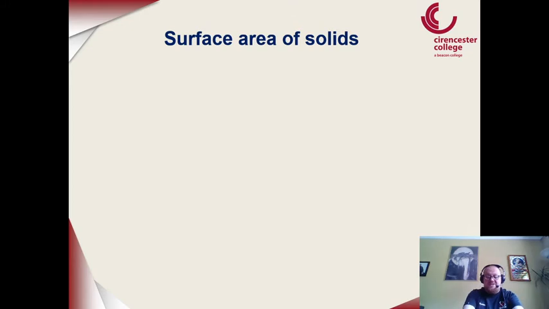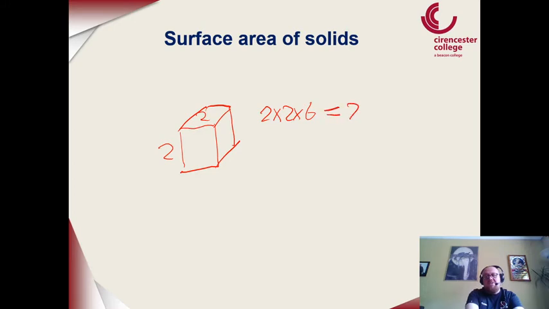So let's have a look at surface area of solids. If I have something like a big cube here, and I draw said big cube, and we'll say that that has a surface area of 2 by 2 by 6 because there's 6 surfaces on there. We're only looking at the surface area, so we are 2 times 2 times 6. That makes 4 times 6, which is 24. So my surface area would be 24 centimeters squared, for example.